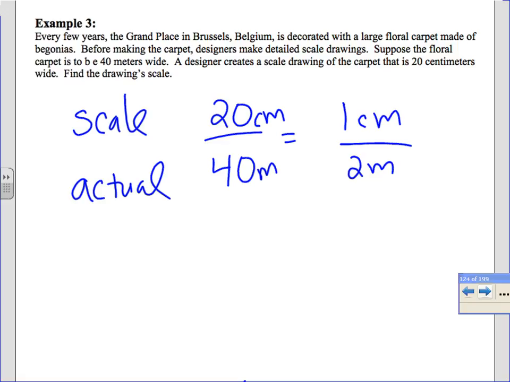Okay, let's go to 4, and then that should be able to clear that up for most of you guys. Okay, so 4 says, suppose you decide to build a model of an antique airplane that has a wingspan of 40 feet. You decide to use a scale of 1 foot for every 12 feet. What will the wingspan of the model be?